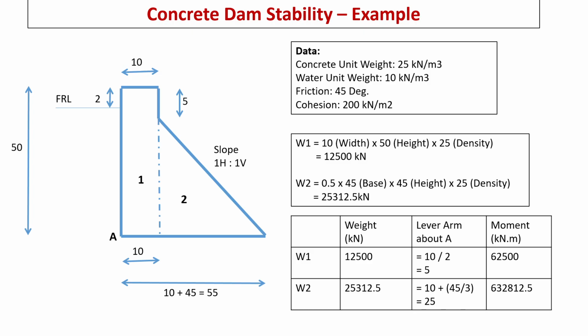Now we will enter the lever arm about point A. For first part it is half of width because it is rectangle. For the second part it is triangle plus width of first part. We all know for triangle center of gravity lies at 1/3 from the base. So the same are mentioned in the table. Now we have to multiply these lever arms with respective weights to get the moments about point A.